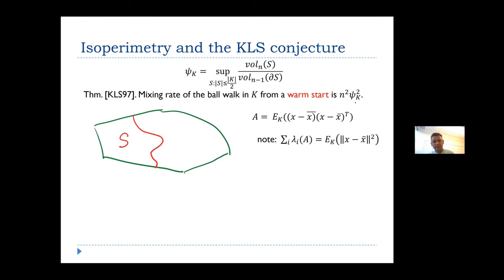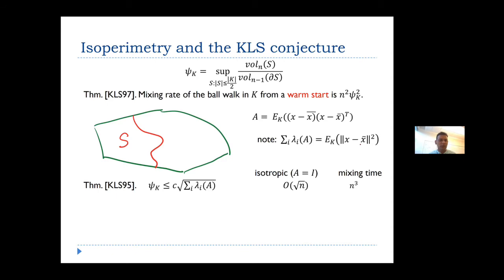One nice way to think about this constant and the bounds that have been proven about it is via the covariance matrix, which I've stated here again. The trace of the covariance matrix is the expected square distance of a random point from the mean. Here is what Kannan, Lovász, and Simonovits proved about this. They showed that this isoperimetric ratio, or this constant, is at most an absolute constant times the square root of the trace. And in particular, if the body is isotropic, meaning the covariance is identity, then the trace is n, and so this is order of square root n. As a result, you get a mixing time of n cubed, which is what they proved.